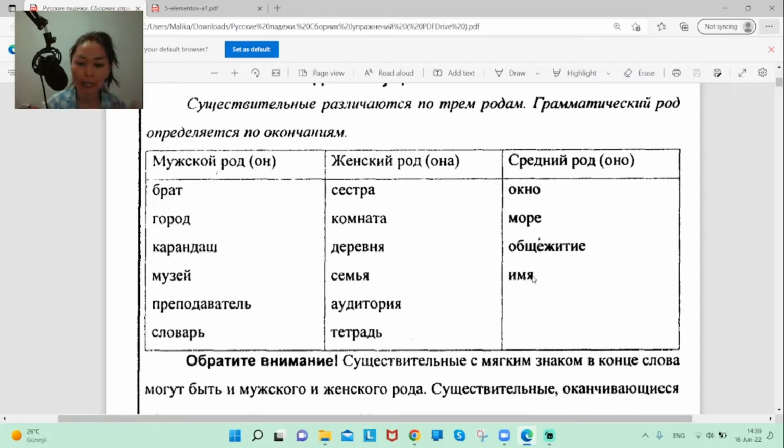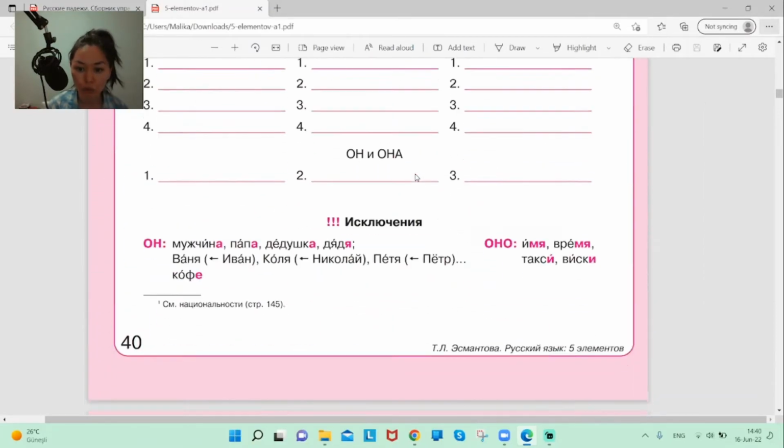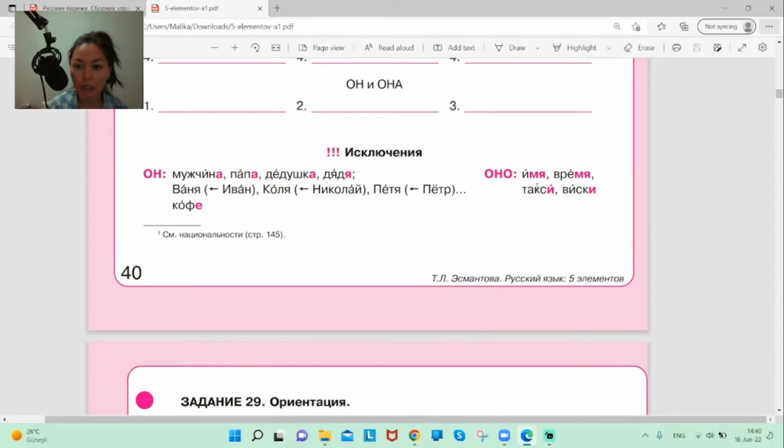There are some words that end in я, but we should look at the ending -мя. So words that end in -мя, like имя, name, время, time, are neuter. Имя, время, племя, бремя, and so on. They are all neuter. Also, some words like такси are neuter. Такси is neuter. Such as whiskey, the alcohol, and такси, это оно.